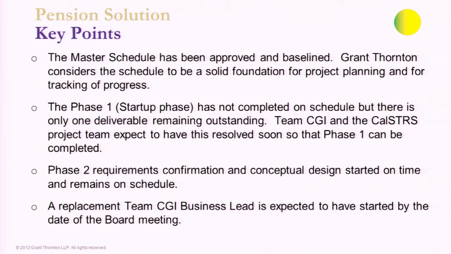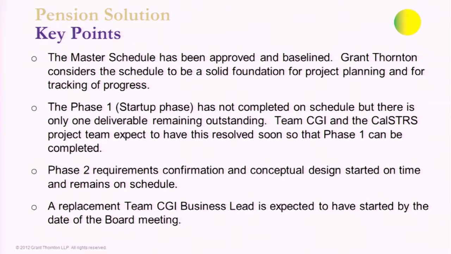In terms of phase one, the planning activities and startup phase, the project had anticipated being complete with that by now. They have one deliverable remaining outstanding. We'll be looking to CalSTRS and CGI to complete that one remaining planning deliverable, and at that point phase one can be closed out. The lack of completion of phase one has not stopped phase two from continuing, though. Phase two, which is the requirements confirmation and conceptual design, started on time, and those activities remain on schedule.